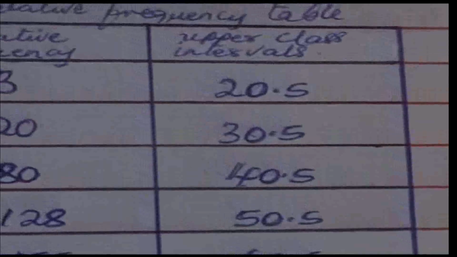The next is 20 against 30.5. 20 is clear on the y-axis. Then against 30.5, this is 30. So if this is 30, halfway here is 30.5. So exactly here is where I'm going to plot 20 against 30.5.